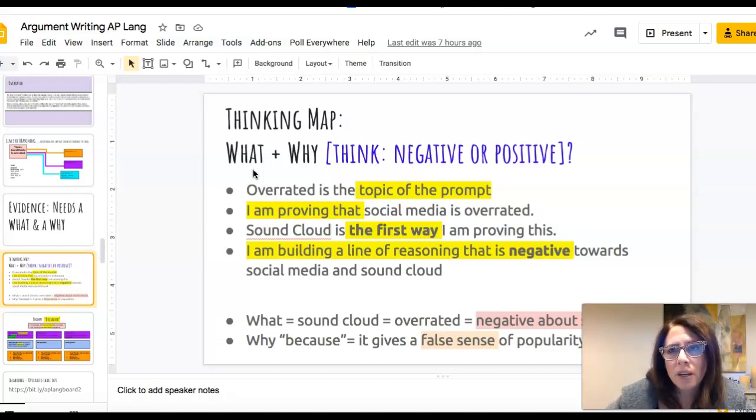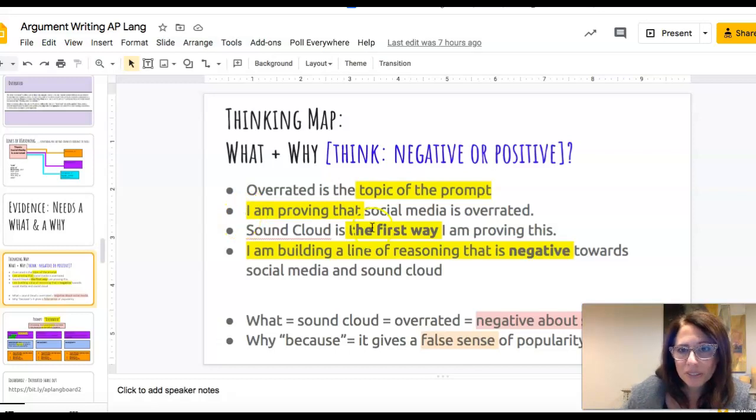This will be mostly determined by the topic, by the prompt. They give you the word overrated. Overrated is more of a negative word than a positive. So all of my adverbs and descriptions about my evidence and about my thesis will be negative. That comes from the prompt language, the topic and the prompt. Overrated is the topic of the prompt. They gave me overrated. I am proving that social media is overrated.